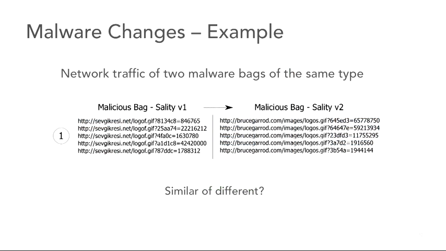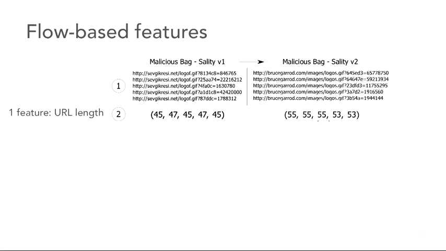So let me show you a simple example. Here you can see two bags of malware Sality, and the question is, are they similar or different? If you look at it from the flow-based perspective, you would say they are different because they have different host name, different path, different file name, different parameters, right? So if we make it really simple for an illustration and say we have one feature which is the URL length, and we will use it to classify these two bags.